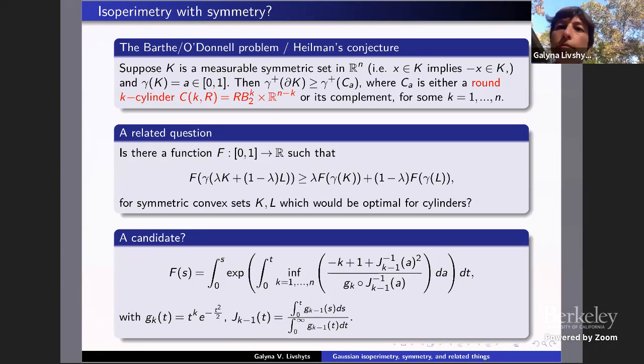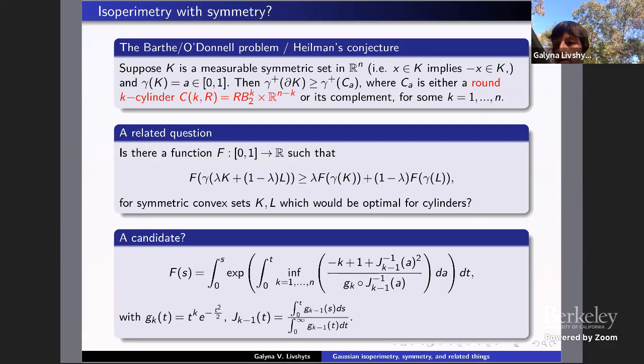So the very interesting question, I'm not claiming it's the topic of the talk, I just think it's a very interesting question, is the question of Barthe, O'Donnell, Heilman, I think Morgan asked something like this. I'm not quite sure how to exactly call it, after what names, but the question is, suppose we assume that the set is symmetric about the origin in R^n, and we fix its Gaussian measure. What set minimizes the perimeter? Heilman conjectured, after Barthe and O'Donnell asked this question a long time ago, a very interesting plausible conjecture that says that, in fact, round k-cylinders minimize the perimeter. By round k-cylinders, I mean products of an (n minus k)-dimensional space and a k-dimensional ball. So for example, a strip is a round k-cylinder when k equals 1. A ball is a round k-cylinder where k equals n.